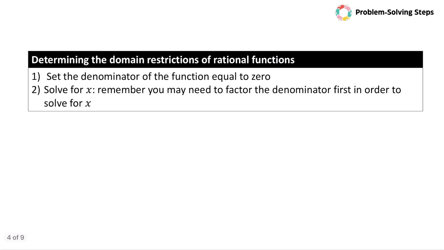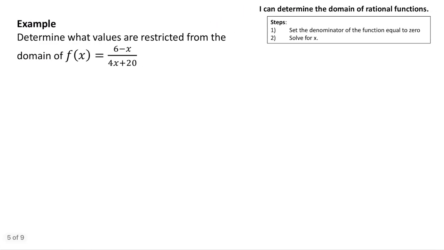So what we're going to do in this lesson is learn how to figure out where these domain restrictions happen in our functions, okay? In order to do that, you're going to take your rational function and set the denominator equal to 0. And then we're going to work on solving for x. Sometimes this is going to require us to actually factor the denominator first in order to be able to solve for x.